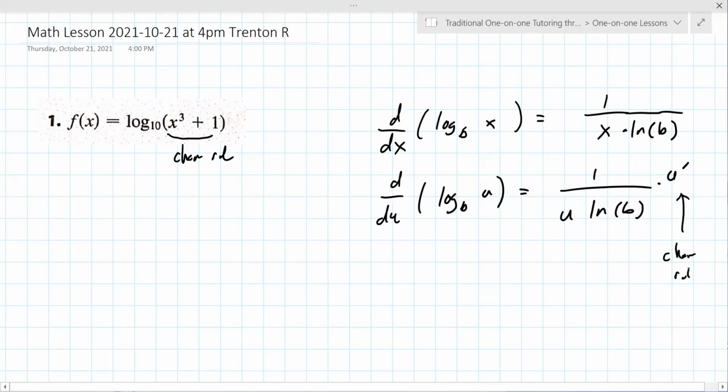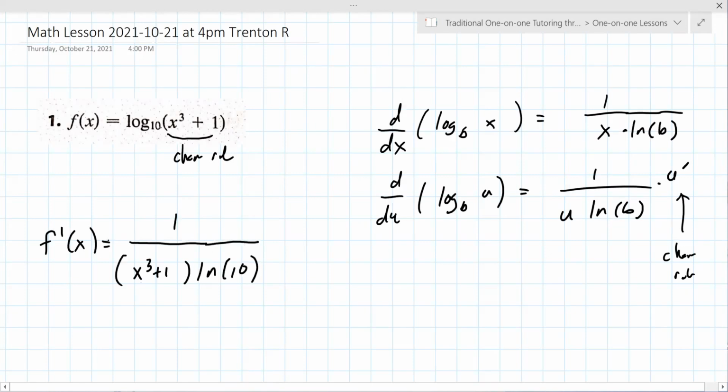That's that chain rule part of it. So f prime of x here is 1 over whatever is inside. That's this x or u, x cubed plus 1. It's in parentheses because we're going to multiply by the natural log of 10. That's the base. And then what's the derivative of the inside function here? 3x squared.